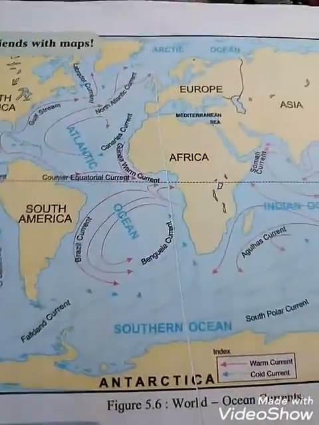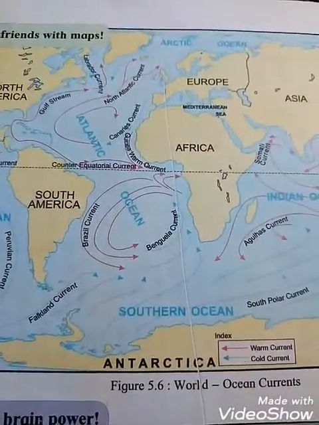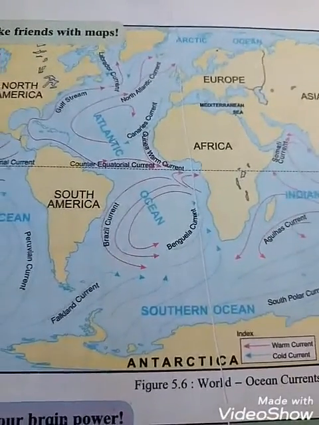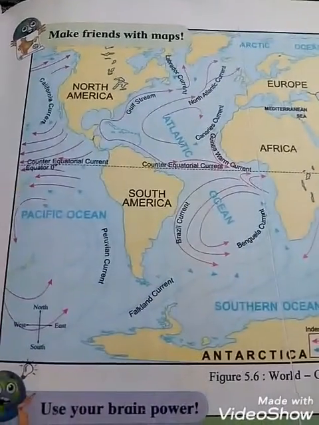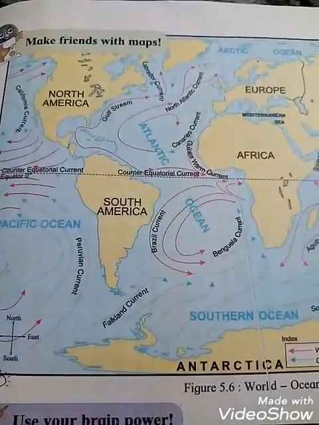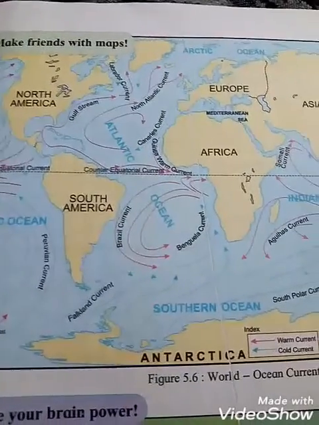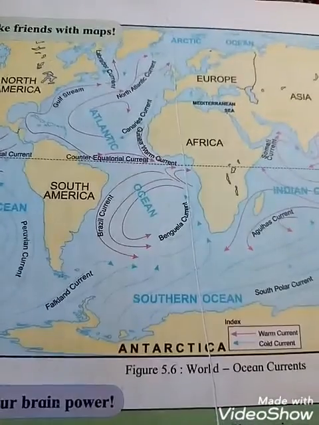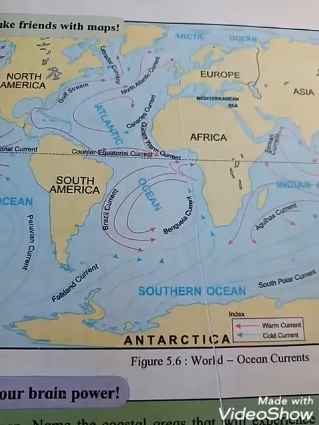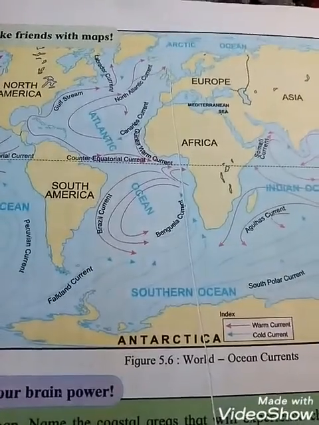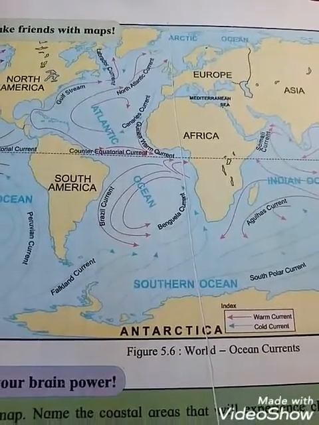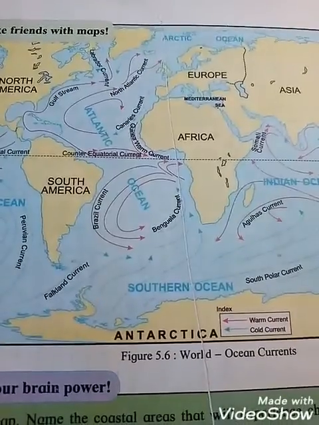Okay, students, and see this map, how the warm currents and cold currents are flowing. Can you see that? In this map, the pink arrows show the warm currents and the blue arrows show the cold currents. So this is 5.6, world ocean currents.